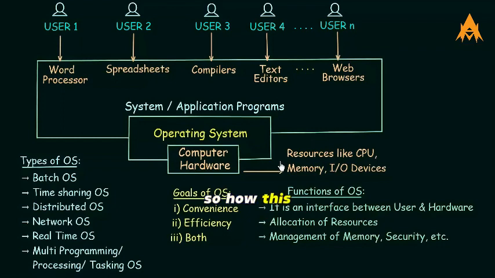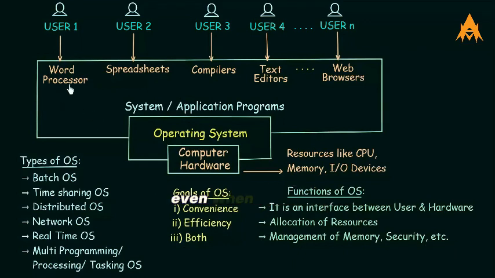So how should these resources be allocated to users in such a way that everybody gets their share and performs in an efficient manner? All this is done by the operating system. It allocates resources to different users or different processes in a good manner. That is the function of the operating system. And then it does the management of memory, security, etc.